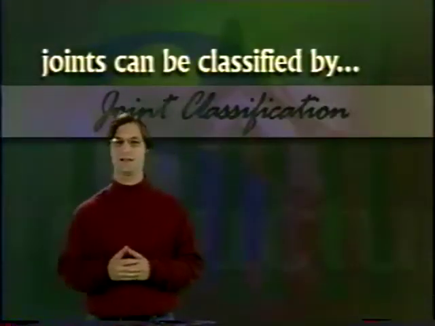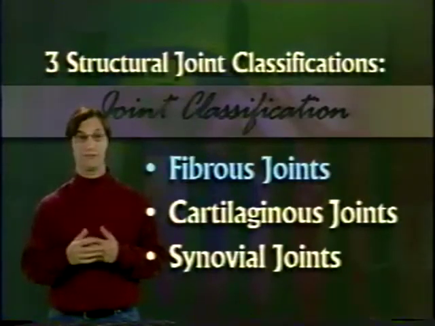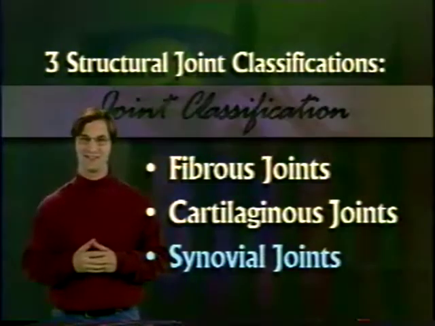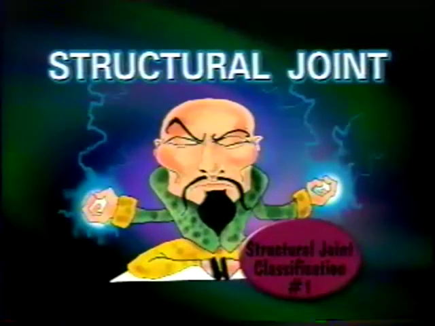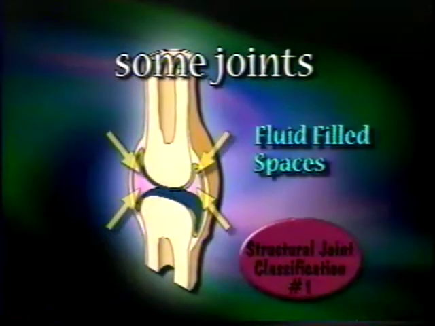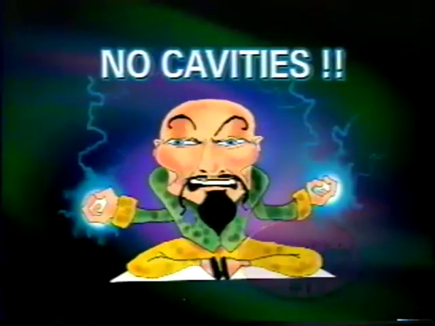In addition to all this, joints can also be classified by their structure. The 3 structural joint classifications are fibrous joints, cartilaginous joints, and synovial joints. The first structural joint we'll talk about is the fibrous joint. Some joints have little fluid-filled spaces between bones. These little fluid-filled spaces are called joint cavities. Fibrous joints do not have joint cavities.